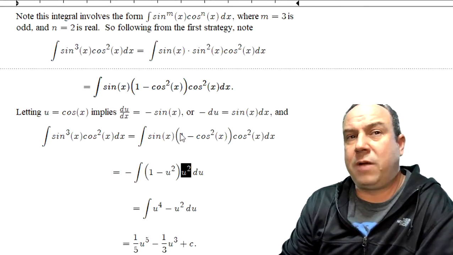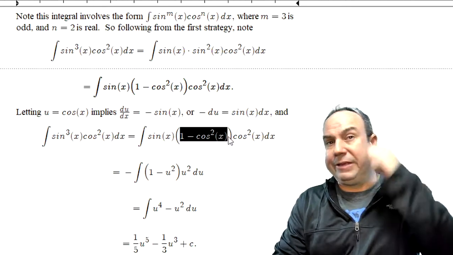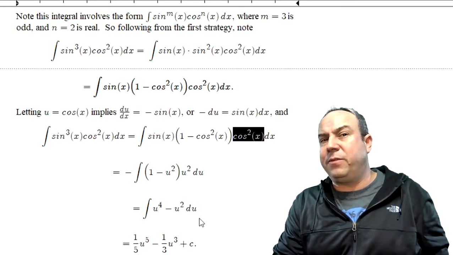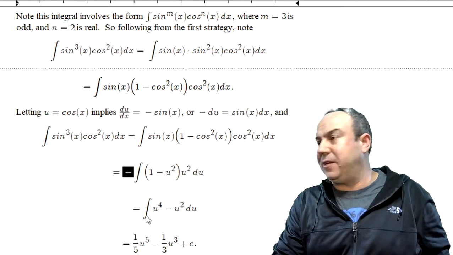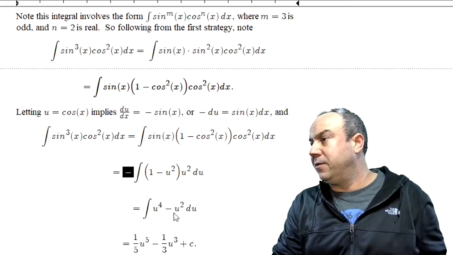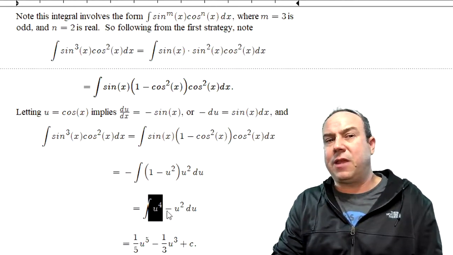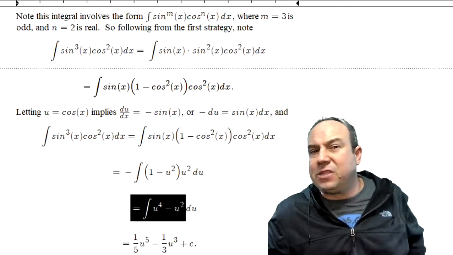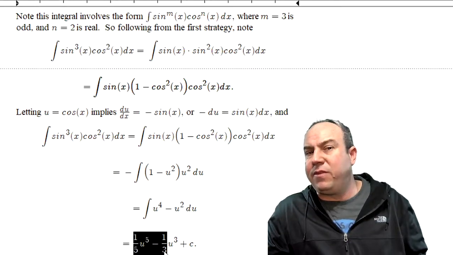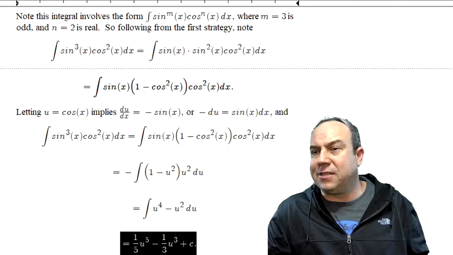So you'll have 1 minus u squared from this factor, and u squared from this factor. So it's the opposite of 1 minus u squared times u squared. If we distribute the opposite, u squared, that will become u to the 4th minus u squared, which has a nice antiderivative of 1/5 u to the 5th minus 1/3 u cubed plus our constant of c.